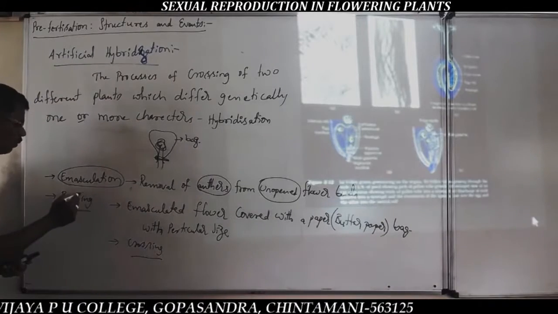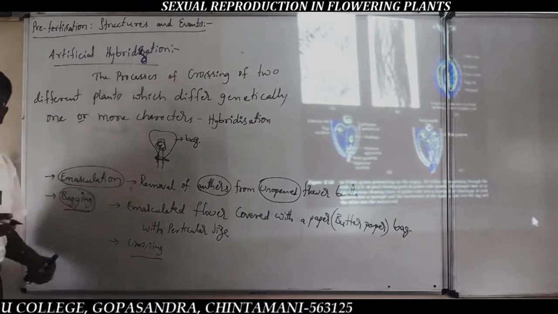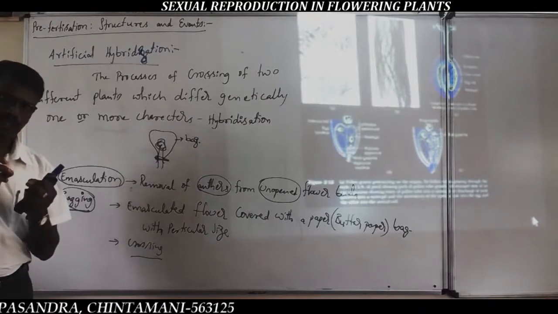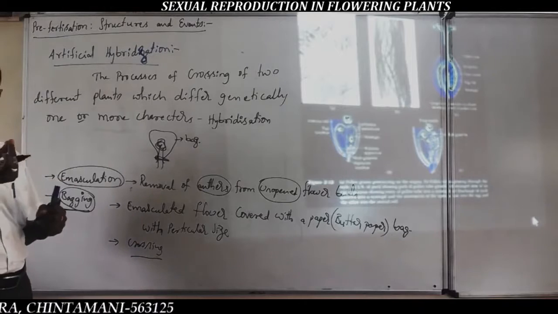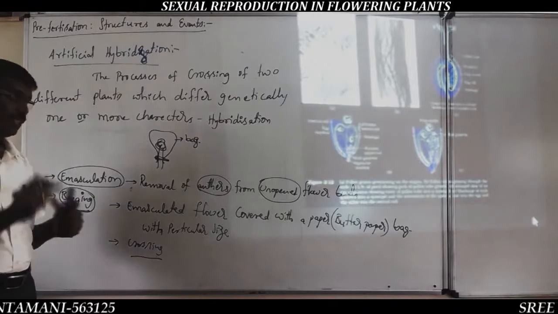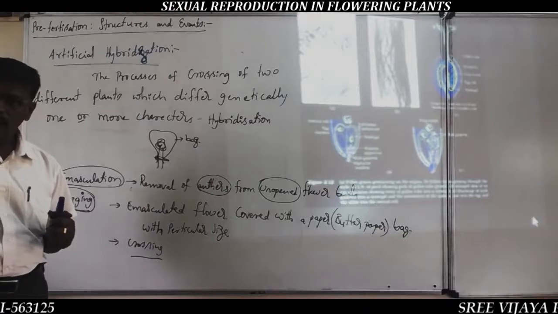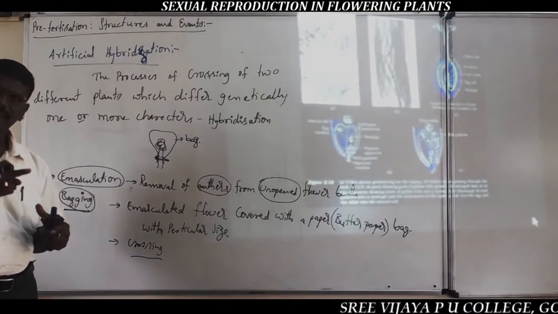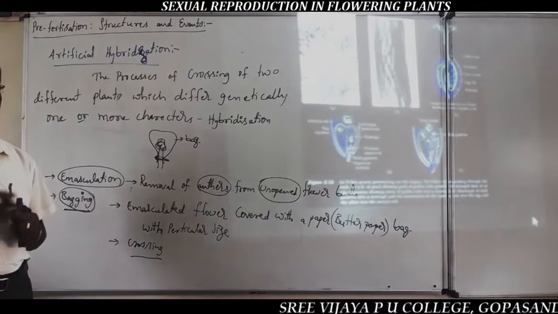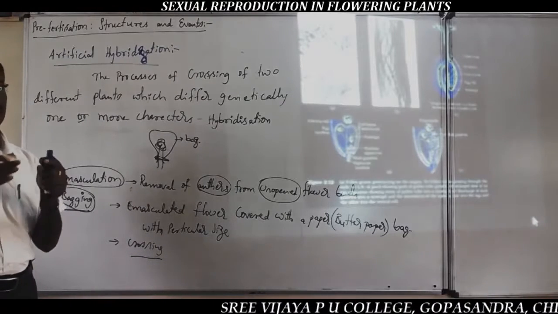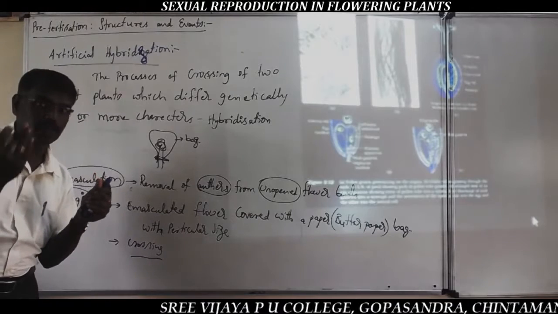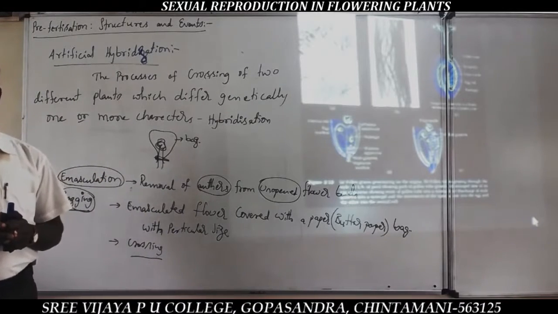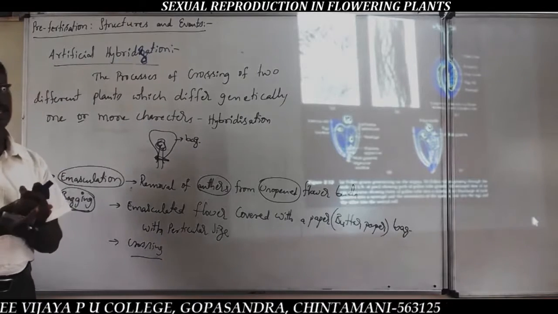First of all, why do we need bagging? We just removed the anthers, so there is a stigmatic surface. If that stigma is contaminated or pollinated with other pollen grains, then automatically it is wasted. So to prevent the contamination of other pollen grains, we have to do the bagging. After crossing, once again rebagging.